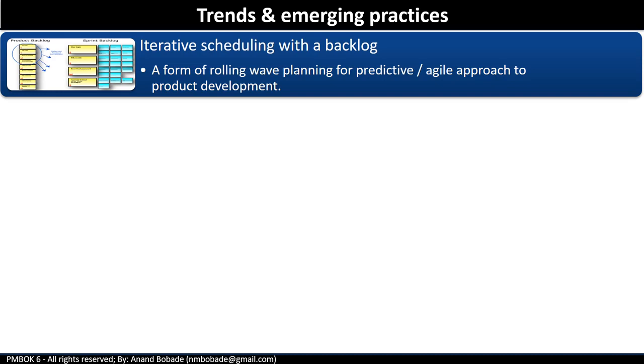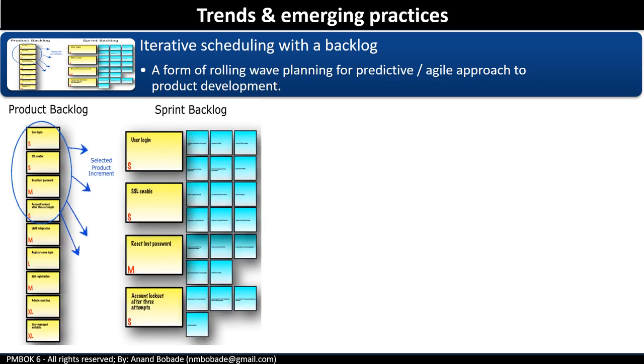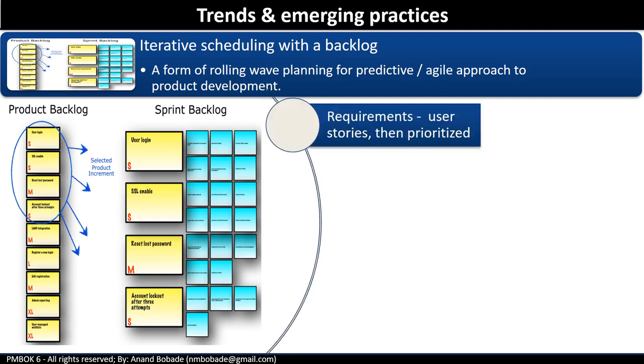Typically, this is done in an adaptive environment. It is a form of rolling wave planning for an adaptive or agile or hybrid approach to product development. Take a look at the slide showing the product backlog. What is a product backlog? It is a prioritized list of requirements. And how does this work? Prioritized requirements are picked up from the product backlog. Requirements are elaborated in the form of user stories, again prioritized and refined to ensure they fit in the sprint cycle.